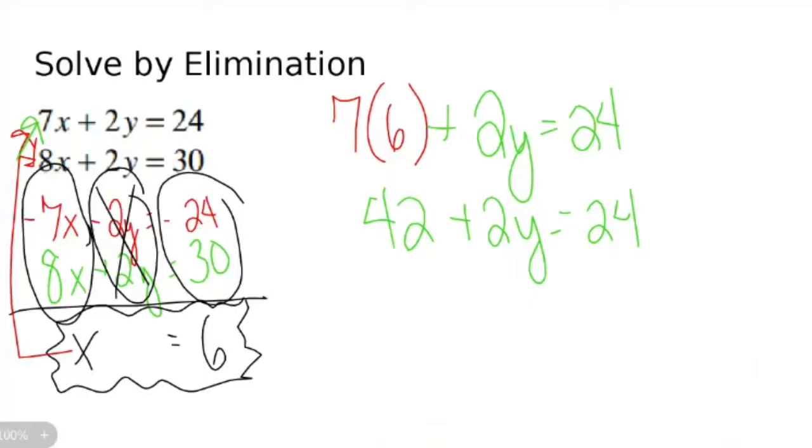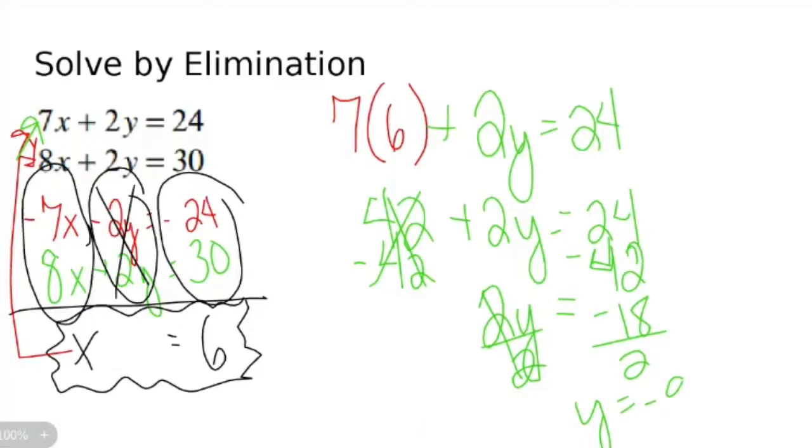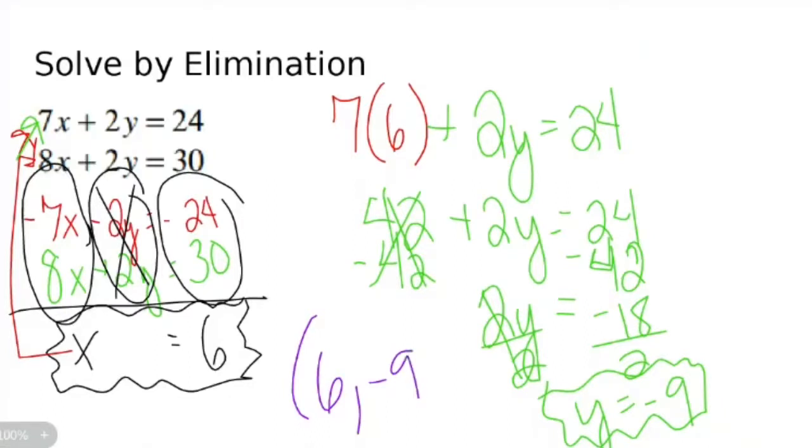Is y all by itself? No, 42 is floating around. Let's get rid of 42. Minus 42. 2y equals, what is that, negative 18? What was that, minus 42? It is negative 18. What's wrong with me? Yes. Divide both sides by 2. Y equals negative 9. So if y is negative 9 and x is 6, then my final answer is going to be the point 6, negative 9.